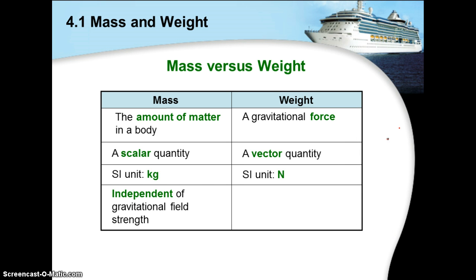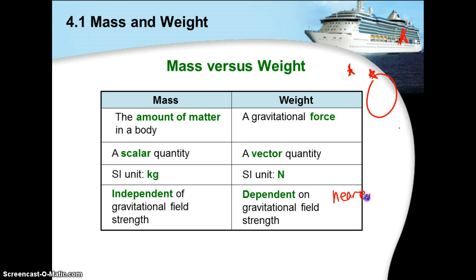Mass is independent of the gravitational field strength, meaning to say wherever you put the object around the Earth, the mass does not change. It's independent. Whereas weight is dependent. The nearer you are, the more weight. The further away you are, the less weight. So I'll write nearer, more weight, further, less weight.